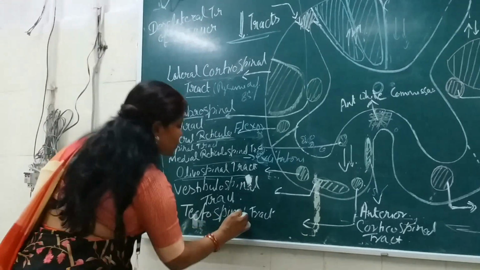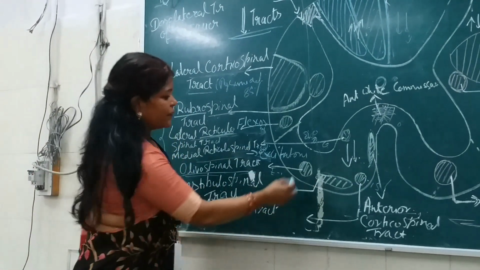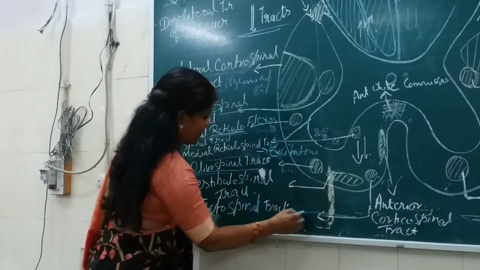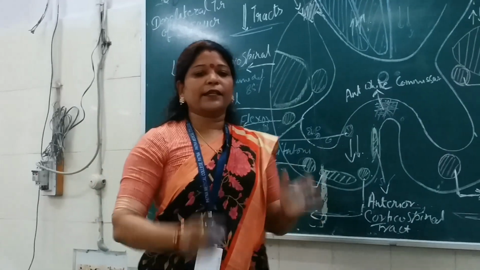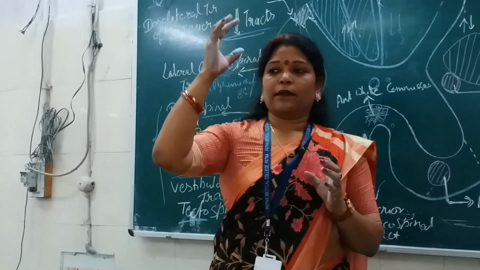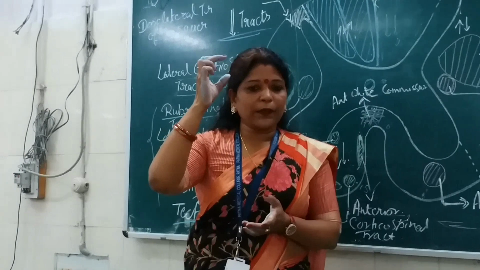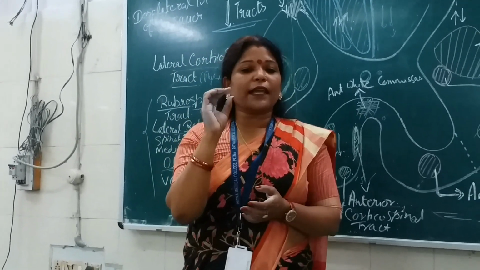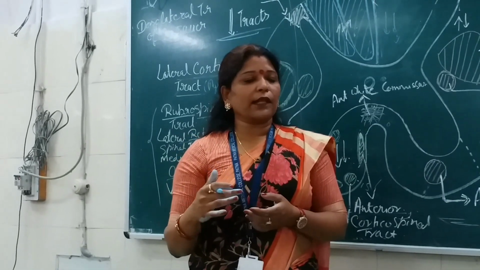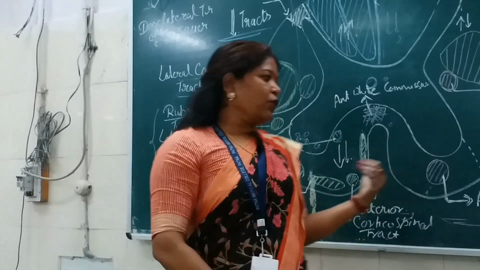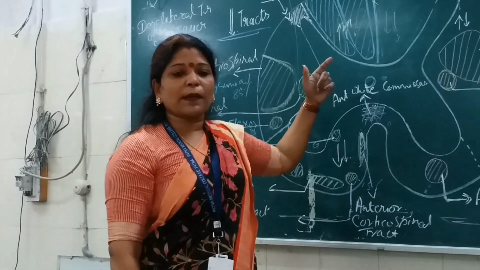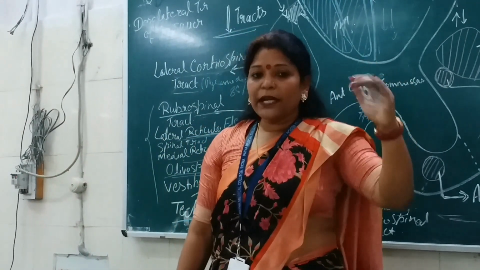Then comes the tectospinal tract, this one. What is tecto here? Tectospinal means tectum. Which component? The midbrain, tectum and tegmentum. The tectum of the midbrain has the superior colliculus and the inferior colliculus. When we read in detail the cut sections of the midbrain, pons and medulla at different levels, we will see all these things. For now, you remember that this descending tract is coming from the tectum, the subcortical area of the midbrain.